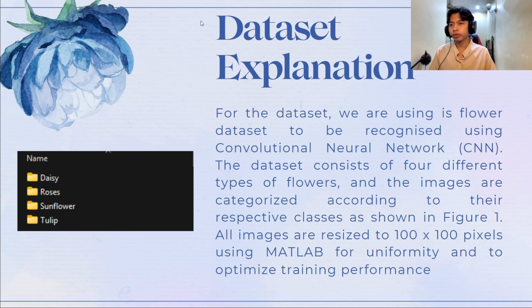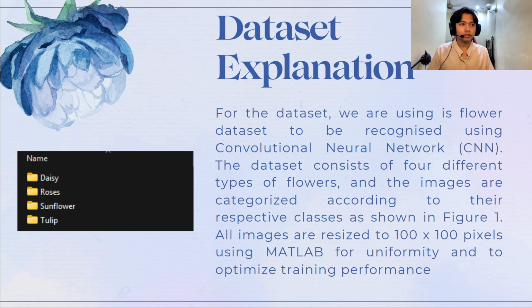The data set we are using is a flower data set to be recognized using a convolutional neural network, CNN. The data set consists of 4 different types of flower, and the images are categorized according to their respective clusters. All images are resized to 100 by 100 pixels using MATLAB for uniformity and to optimize training performance.